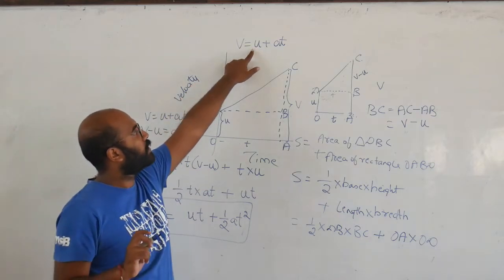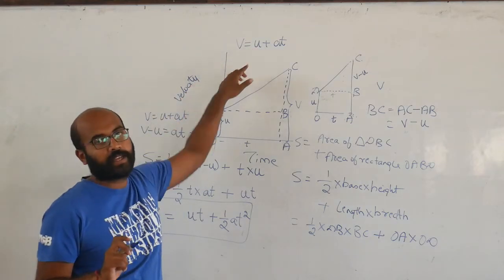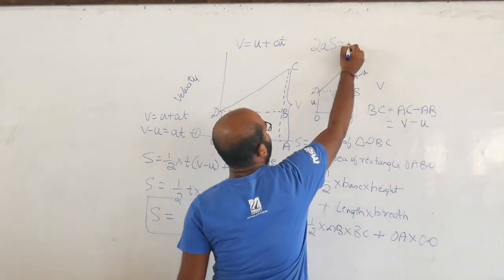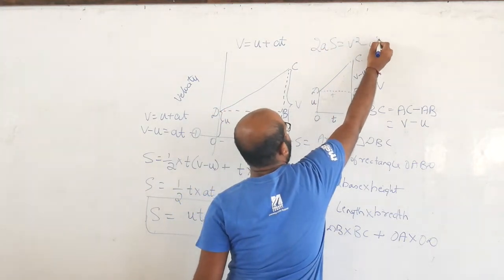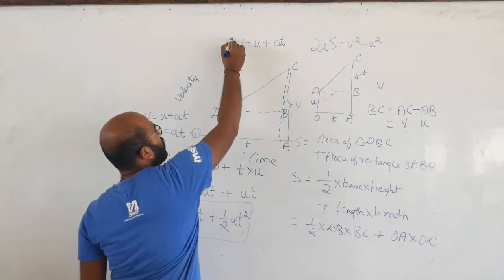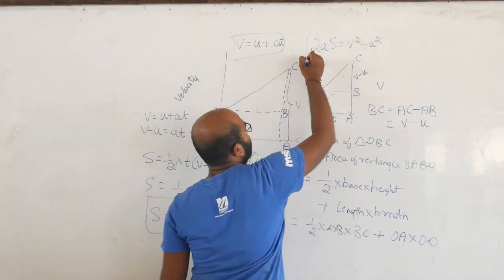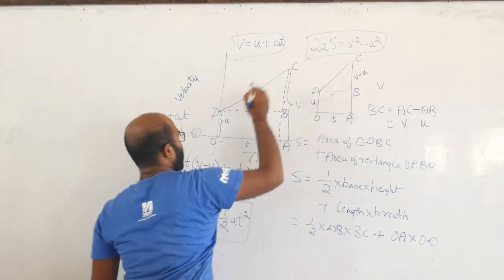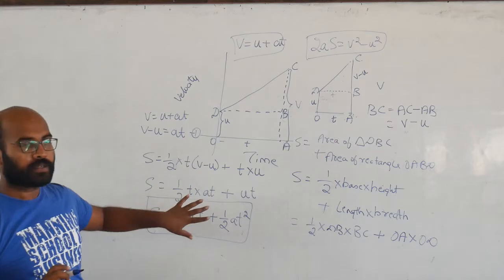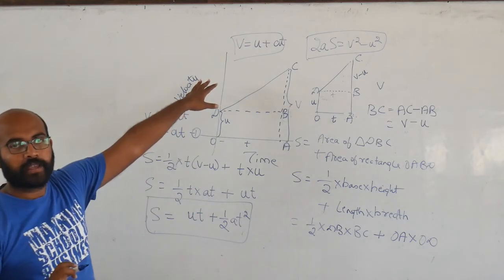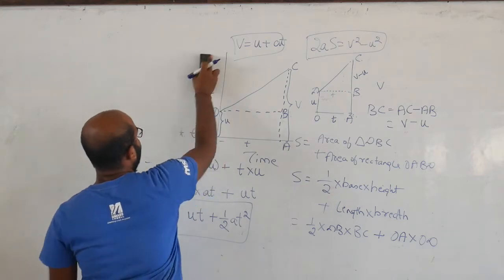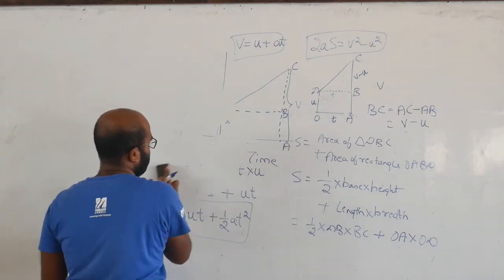So there is one more equation, v is equal to u plus at. Another is 2as is equal to v square minus u square. So these are the three important equations. We will be solving problems only from these three equations. So let's see the first example that is there in the textbook.